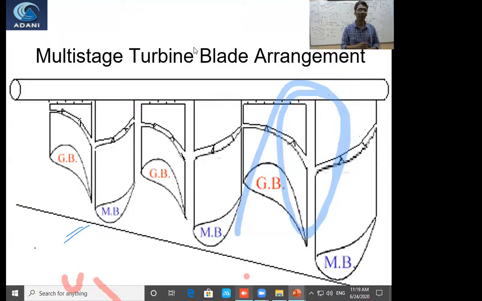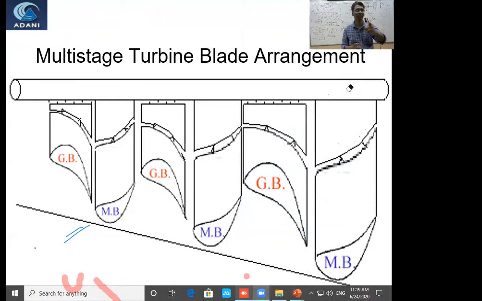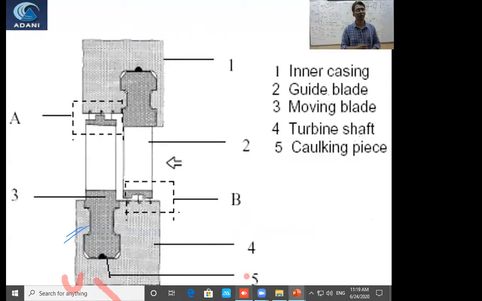You can see the multi-stage turbine blade arrangement. One is a guide blade, one is a moving blade. Guide blade, moving blade, and so on. The turbine moving blades are connected to the rotor, whereas the guide blades are connected to the stator or fixed blade casing. Next. So these are some roots of the blades.